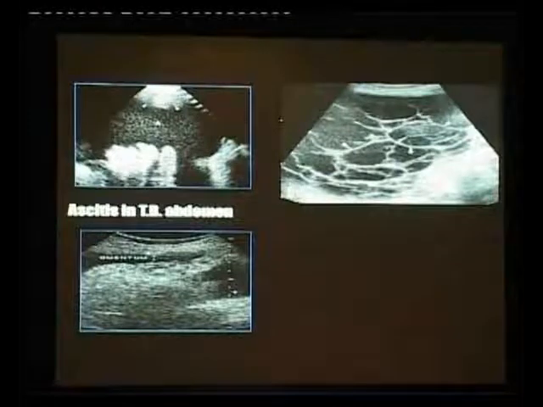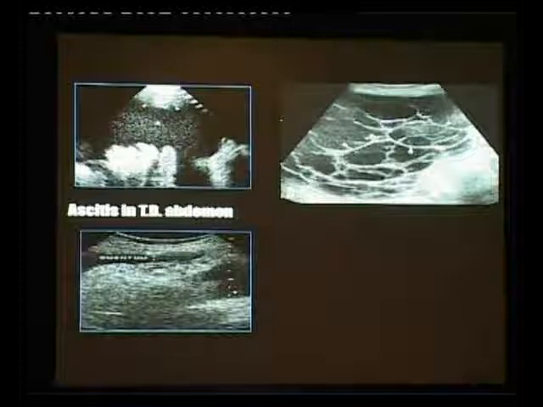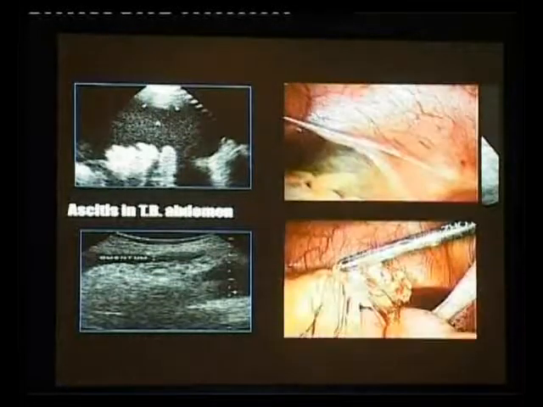Ascites. These are pictures that Dr. Praveen lent me, the last few pictures, particularly this one is what Dr. Praveen gave to us, and he's a part of our group. So these are the laparoscopic correlations as well.